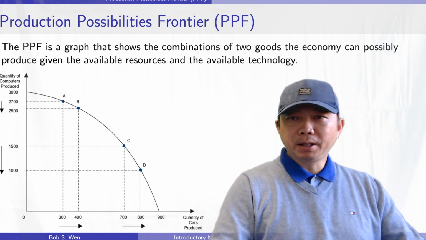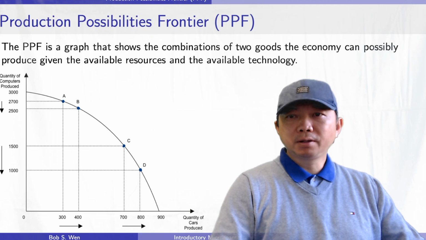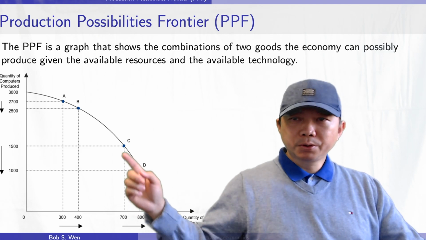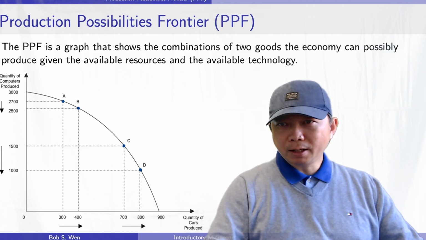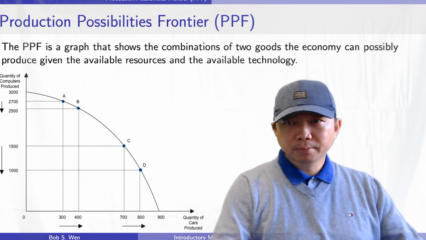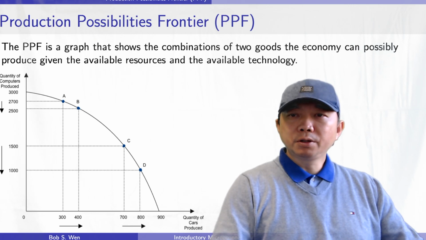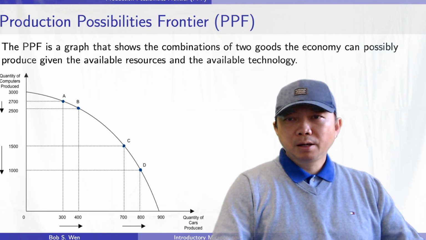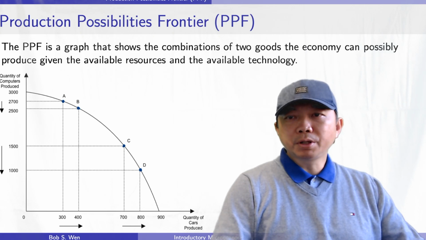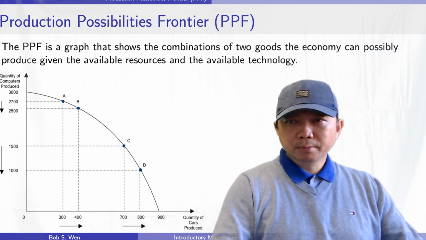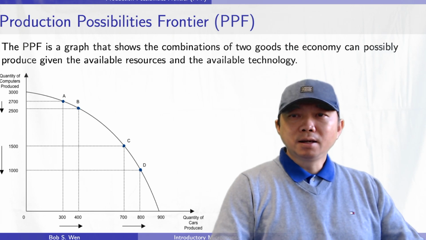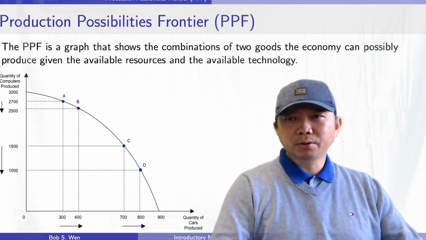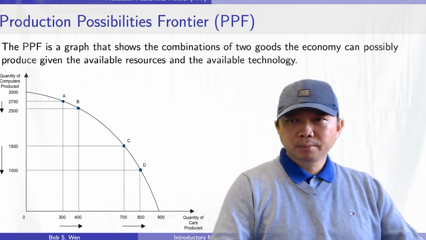If the economy uses all its resources in the car industry, it produces 900 cars per day and no computers. If it uses all its resources in the computer industry, it produces 3,000 computers per day and no cars. More likely, the economy divides its resources between the two industries, producing some cars and some computers.